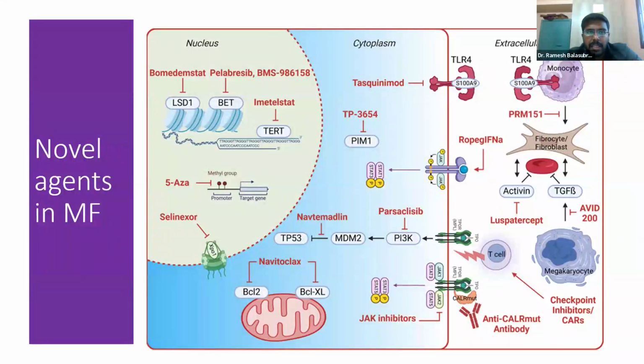So these are numerous novel agents used in myelofibrosis. I heard from Dr. Karan that you had a separate class on myelofibrosis, so I'm not going into the detail of it, just a recap. You have BET inhibitors, pelabresib, and TERT inhibitor, imetelstat. These are used, and exportin 1 inhibitor selinexor, and navitoclax, the BCL2 as well as BCL-XL inhibitor, and PI3K inhibitor parsaclisib, and you have tasquinimod, a TLR4 inhibitor, and you have activin receptor inhibitor luspatercept, which is also being used here.